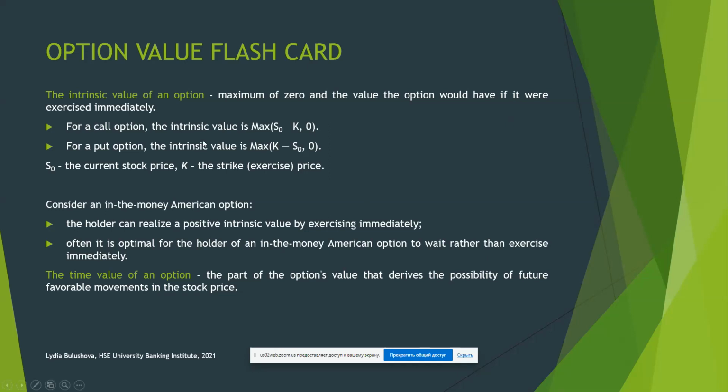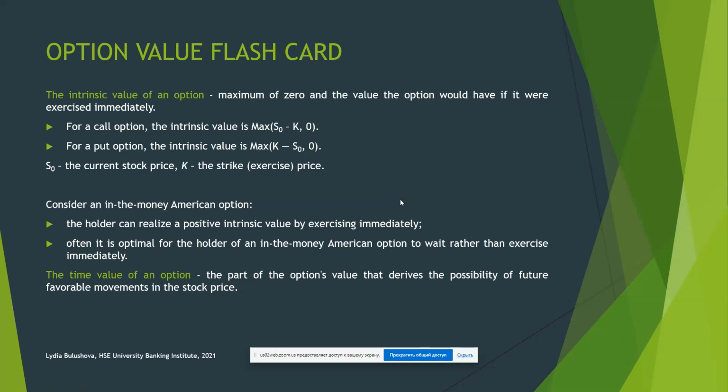That we have already seen, that's a maximum of 0 and the value of the option. So that is what is called an intrinsic value of an option. This is for a call option and for a put option. So there are European, American, and some other types of option. If we have a European option, it has a unique exercise date.